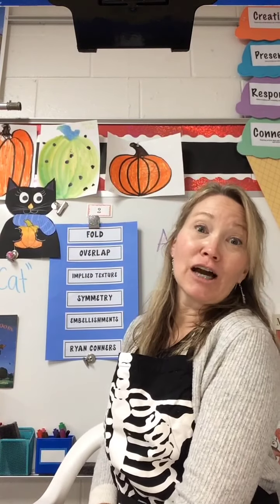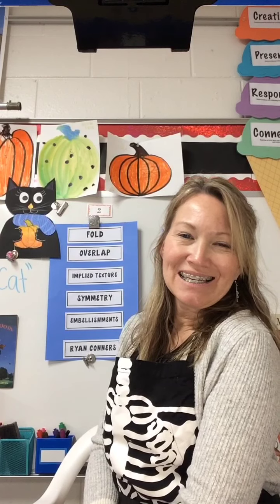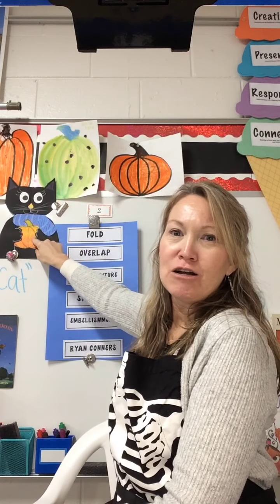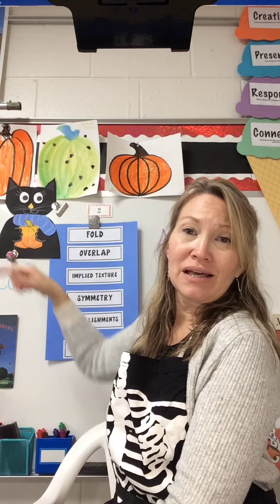Now, today we're making a cozy cat. And here's our cute little cozy cat. You can see Cozy Cat has a blue scarf and a pumpkin. You will have the creative choice to make the pumpkin into a jack-o'-lantern if you would like. We'll have a few more creative choices as we go along too.